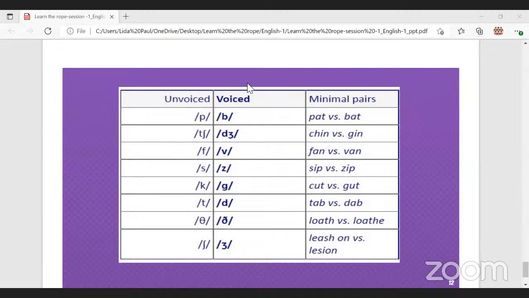Okay, what are palatal sounds? Vibration in the vocal cord. Yes, that's right.